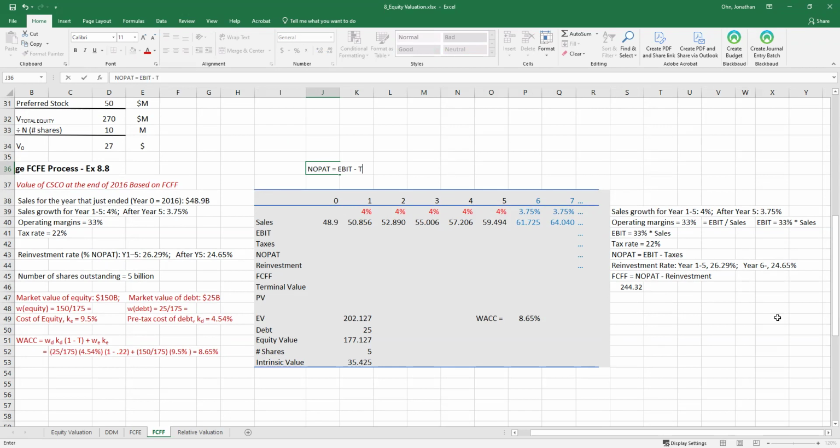NOPAT is EBIT minus taxes. So we have to calculate EBIT. The tax rate is given here, 22%. Now, related to EBIT, we are given the operating profit margin.